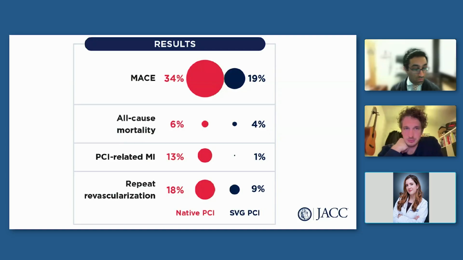So looking at these results, the composite endpoint, you can see 34% in the native vessel PCI compared with 19% in the vein graft PCI. There was no statistically significant difference in all-cause mortality in this one-year follow-up. PCI-related MI specifically, as well as repeat revascularization, are the two outcomes that drove the primary outcome. And so you can see 13% compared to 1% for PCI-related MI in the native vessel versus vein graft, and then repeat revascularization was 18% compared to 9% in the native vessel versus vein graft.